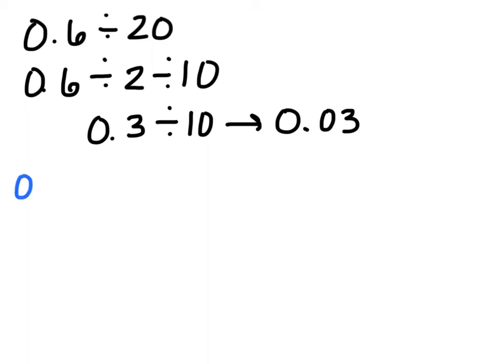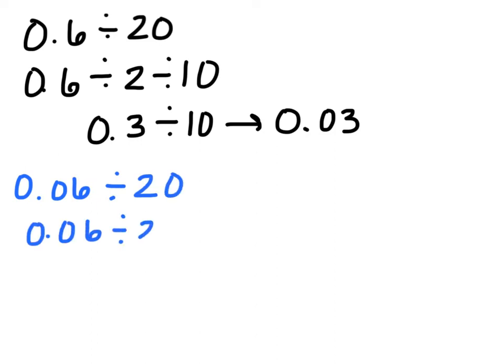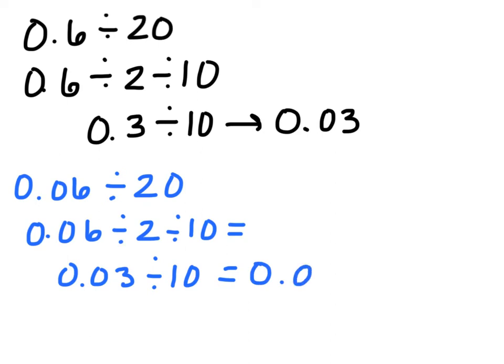Finally, let's divide 6/100 by 20. That will become 6/100 divided by 2 divided by 10, which equals 3/100 divided by 10. All of our digits move one place to the right when dividing by 10, giving us 0.003 or 3/1000 as our answer.